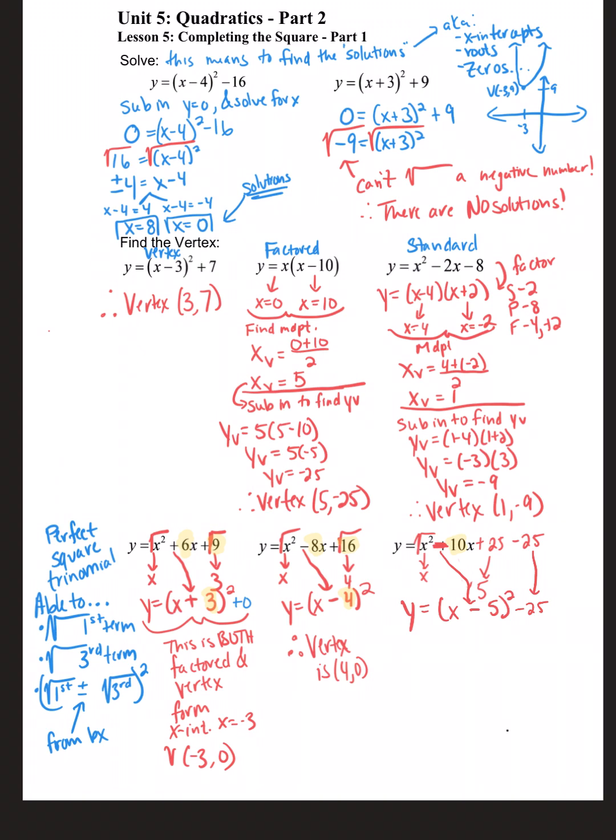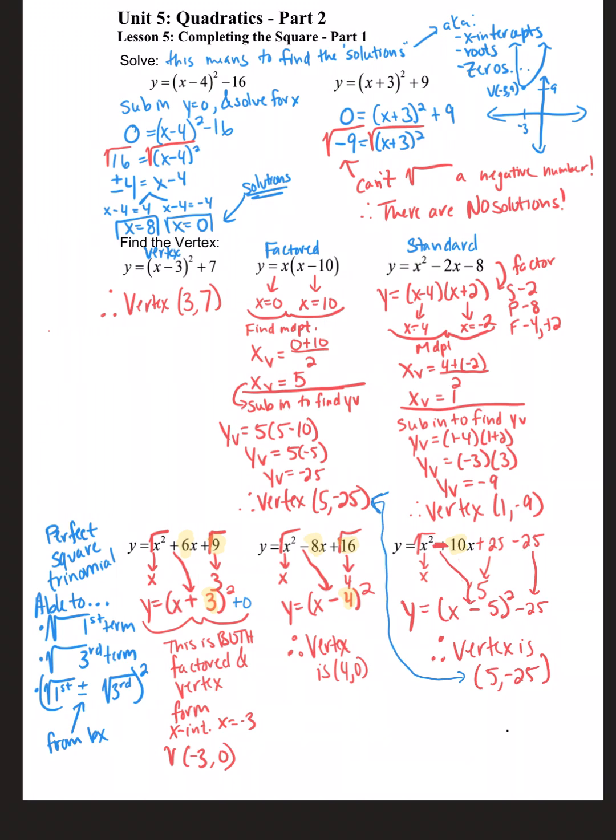So now we can see that we're in vertex form. This looks a little bit different than our normal factored form, and we can say that our vertex is at 5, negative 25. And if you have a look, this is the same as this example we did up here when we were in factored form. But instead of just leaving it in factored form, we got it into vertex form.